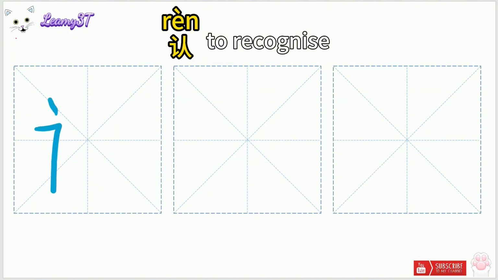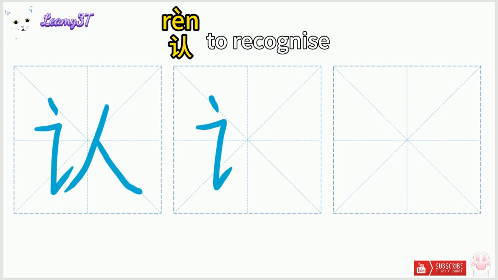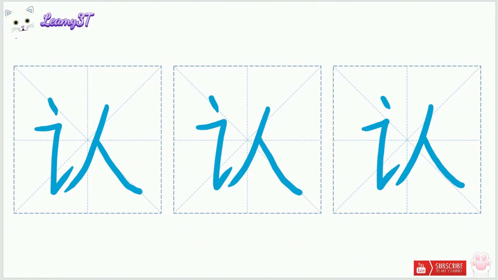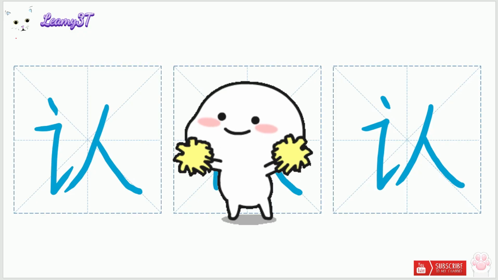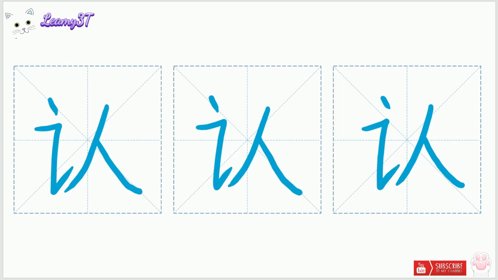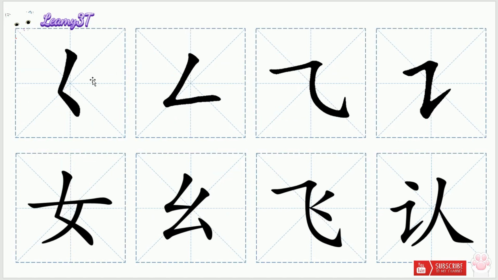Congratulations! We have completed the study of 4 new Chinese characters today. We learned 4 basic strokes: 撇点, 撇折, héngxiégōu, and héngzhétí. And in addition, we learned 4 new Chinese characters: 女, 腰, 飞, 认.